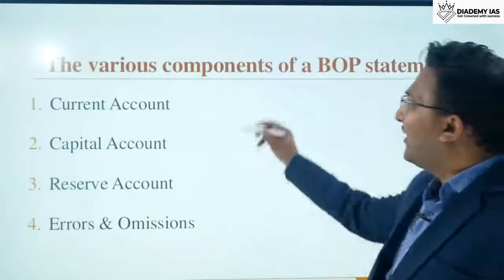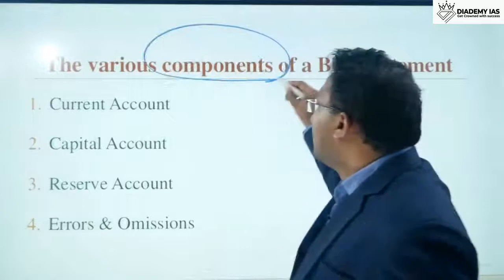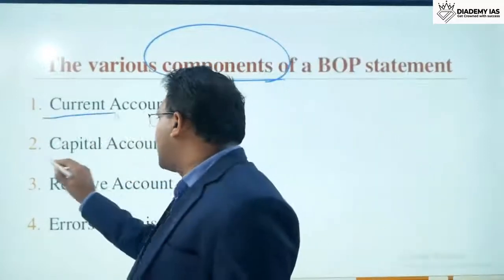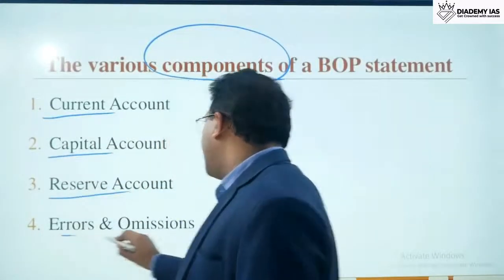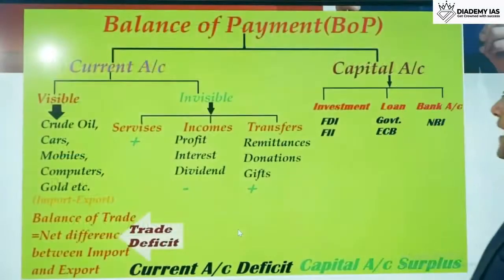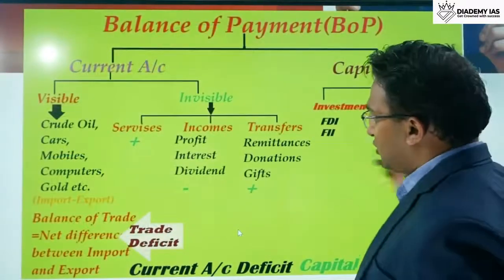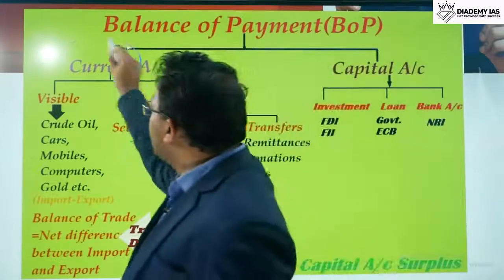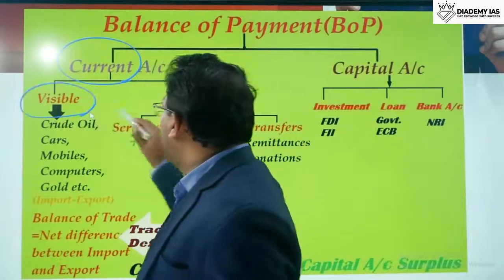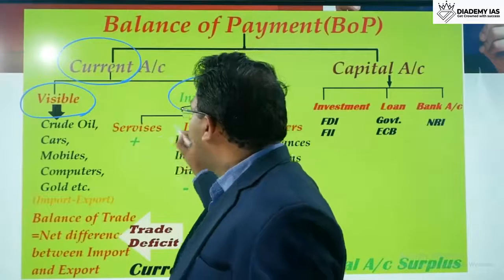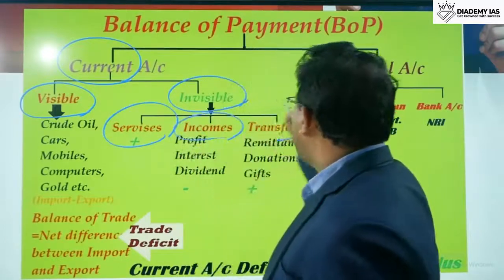So coming back to the various components of a BOP, right? The first component is current account, then we have capital account, then we have reserve, then we have errors and omissions. Now let us come back to the diagram that we discussed. We have the current account. Inside the current account, we have visible items. Inside the invisible items, we have services, income and transfers.